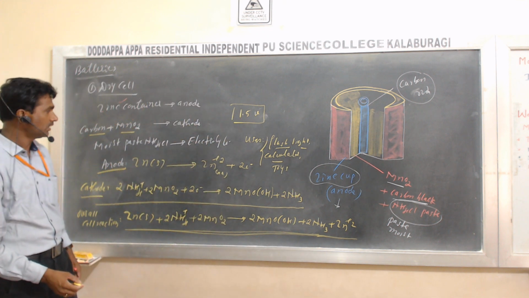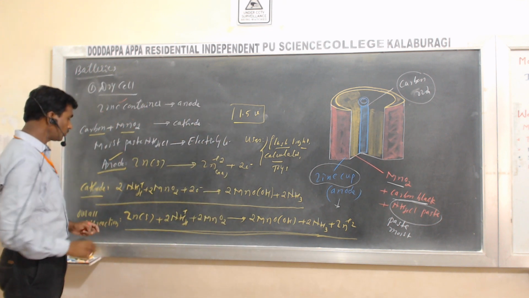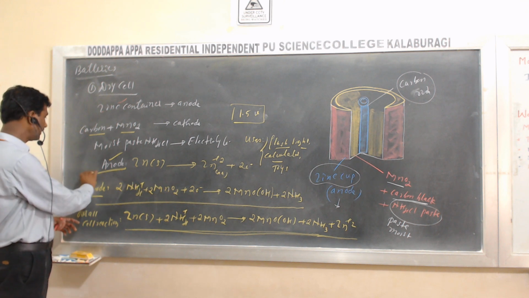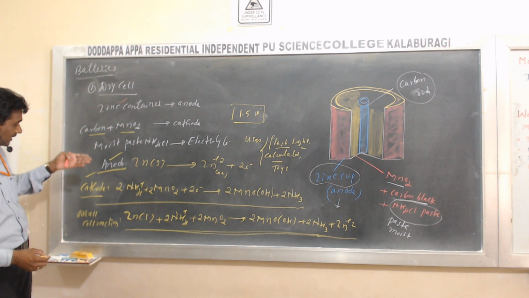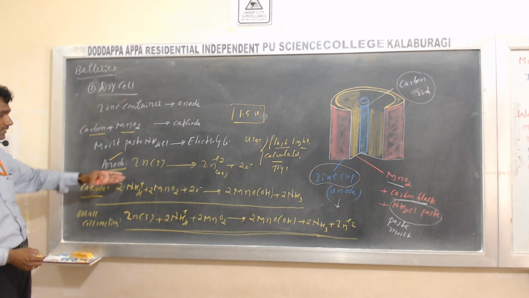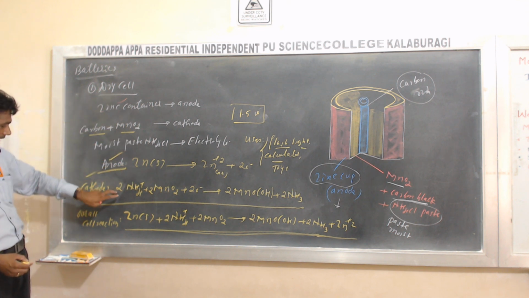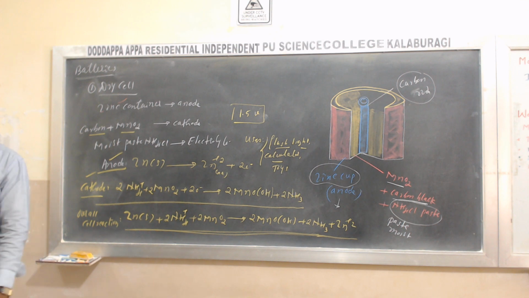In the examination, sometimes the question asks to write only the anodic and cathodic reactions. It is a 2 marks or 3 marks question: write the anodic reaction, cathodic reaction and overall cell reaction of the dry cell. You have to write down these three: anode, cathode and overall cell reaction.